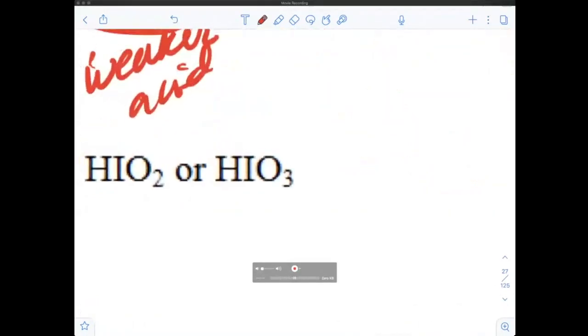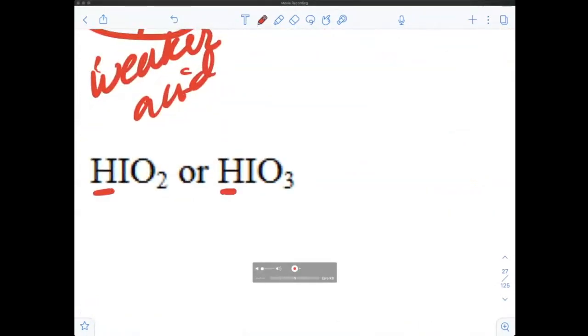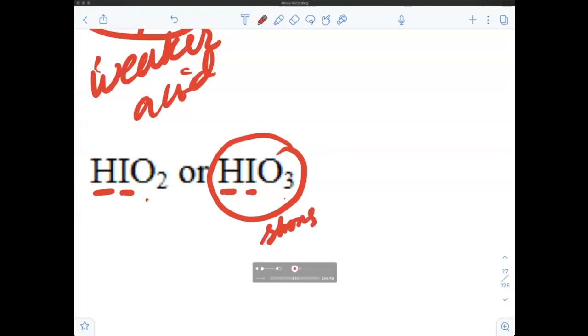Now between these two, let's see. The hydrogens are the same, central atoms are the same. The difference is the oxygen. So since we have more oxygens here, this is gonna be stronger. But they want the weaker one, so this is gonna be weaker. Very good.